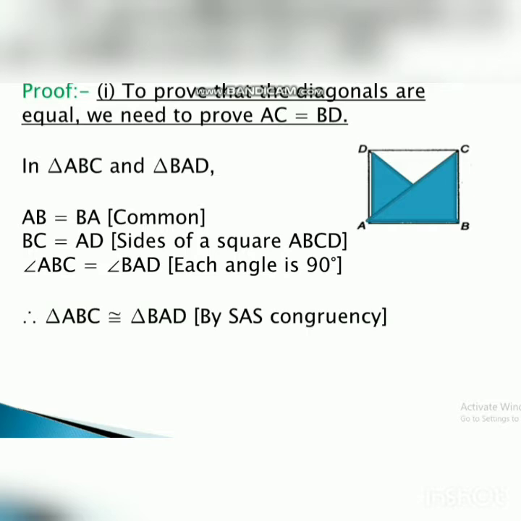So we reach our conclusion that AC is equal to BD by CPCT because AC and BD are the corresponding sides of two congruent triangles. Hence we proved that the diagonals are equal. Let's move to the second section. Here we need to prove that AC and BD bisect each other.